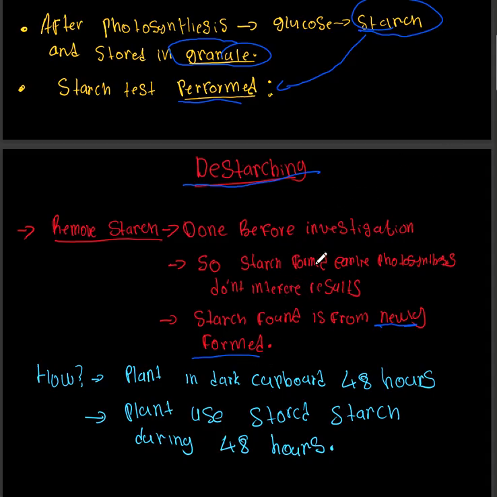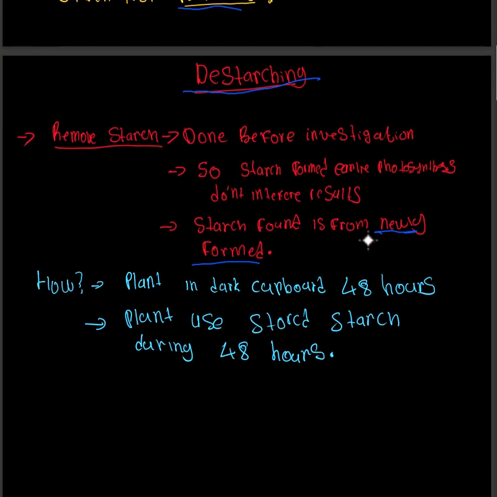So how do we remove the starch? We remove the starch by placing our plants in a dark cupboard for 48 hours. And during these 48 hours, all the starch that was stored will be removed. It will be used up by the plants.